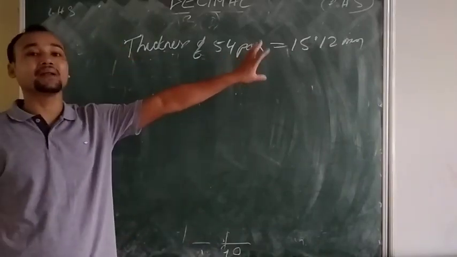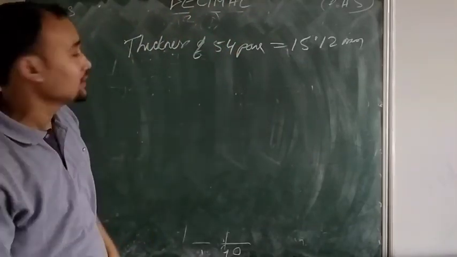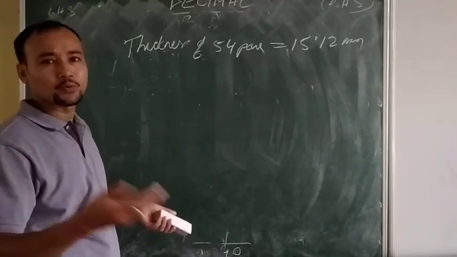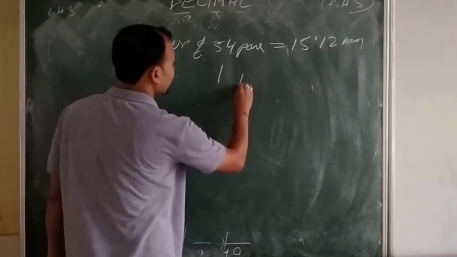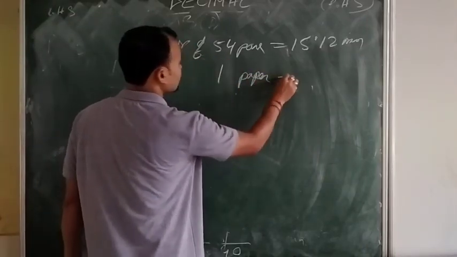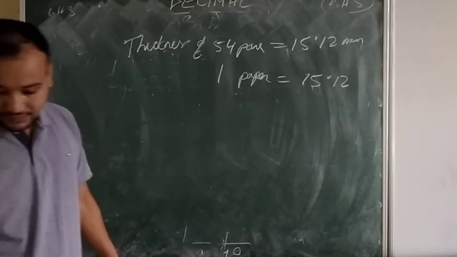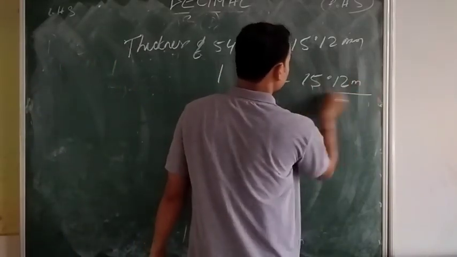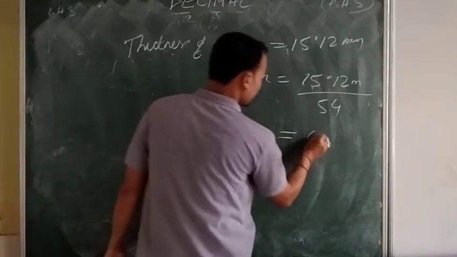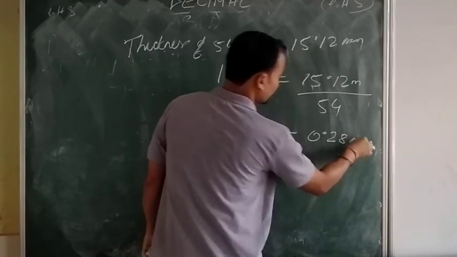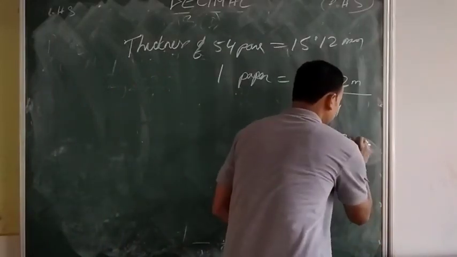Cost of 10 apples is 20 rupees. They are asking what is the cost of 1 apple in paisa. Likewise, you find the cost of 1 apple, it will be 2 rupees, that is 200 paisa. Similar it is here. Thickness of 1 paper is the thickness of 54 papers, which is in millimeter, divided by 54. If you calculate this, you will get 0.28 millimeter.